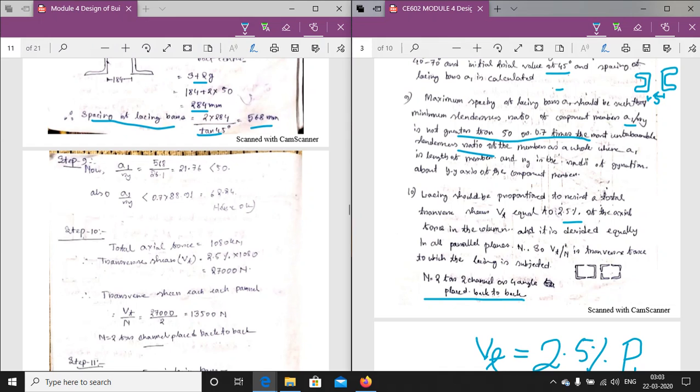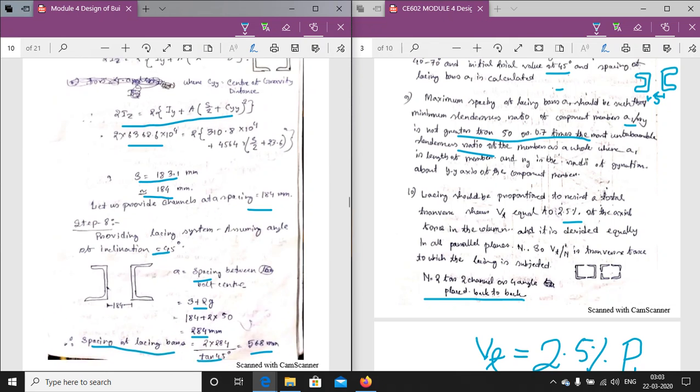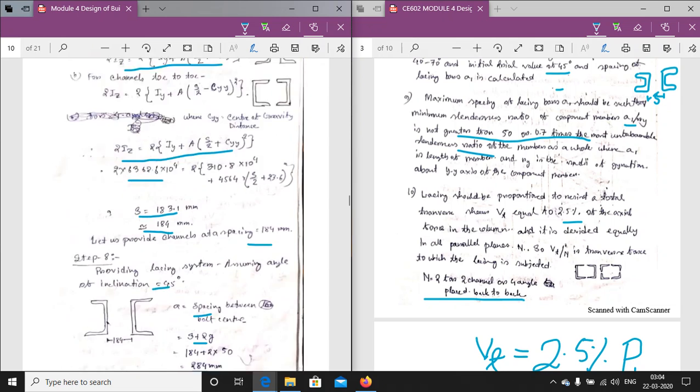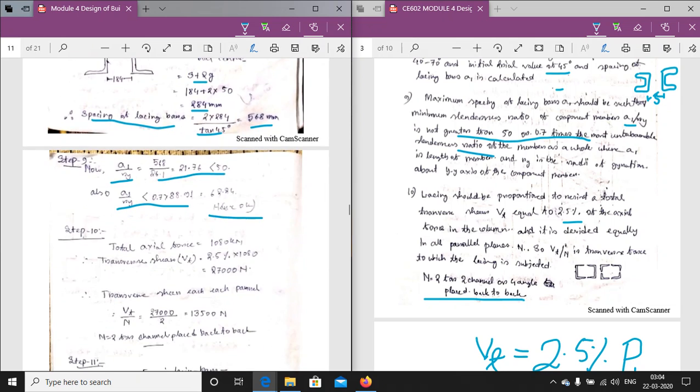So the ratio of the component member, A1 by ry, should not be greater than 50, where A1 is the spacing of the lacing bar. Its condition is proved. And also A1 by ry should be less than 0.7 times the most unfavorable slenderness ratio, which is 88.91 that we have calculated. Putting in the value, both the cases are satisfied.